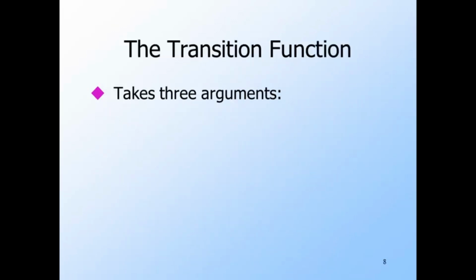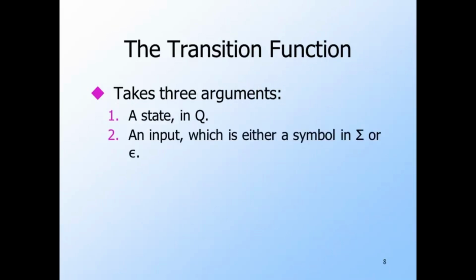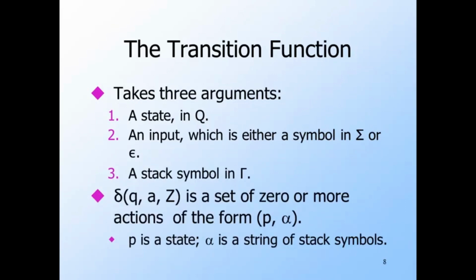The transition function for a PDA has three arguments. First comes a state, as for finite automata. Second, an input symbol or epsilon, as for the epsilon NFA's transition function. And last, a stack symbol, the symbol at the top of the stack. Delta for state Q, input A, which can be epsilon, and stack symbol Z, is a set of 0 or more actions. Each action consists of a next state P and a string alpha of stack symbols, possibly empty, with which to replace the top symbol Z.